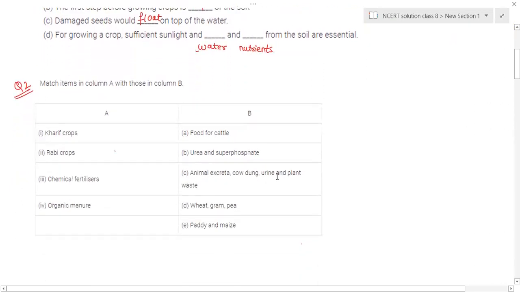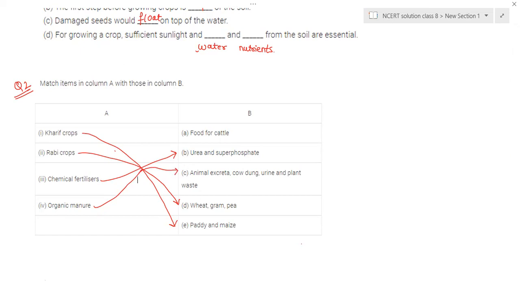Now let's look at the second question, which is a simple match the following. There is an additional option given in group B just to confuse you. Kharif crops are paddy and maize. They require more water. Rabi crops are wheat, gram, and peas. Chemical fertilizer is urea and superphosphate. Organic manure is animal excreta, cow dung, etc.